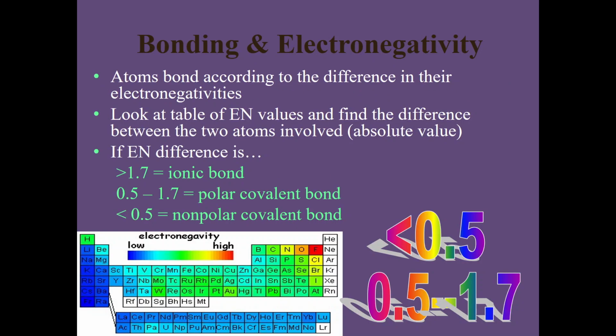So atoms bond according to the difference in their electronegativity. Look at the table of electronegativity values and find the difference between the two atoms involved. If the electronegativity difference is greater than 1.7, it's ionic. If it's between 0.5 and 1.7, it's a polar covalent bond. And if it's less than 0.5, it's a nonpolar covalent bond.